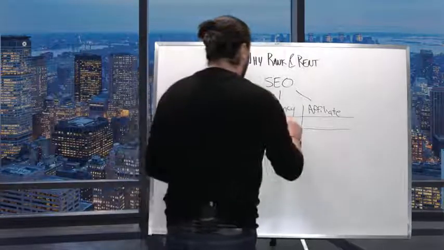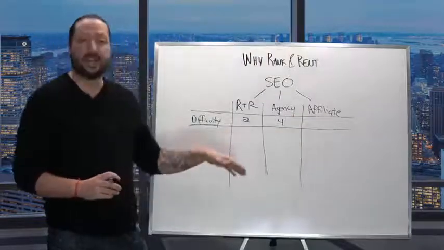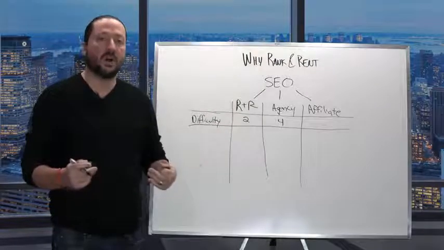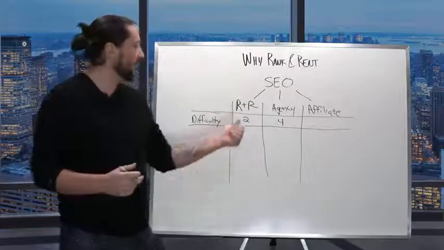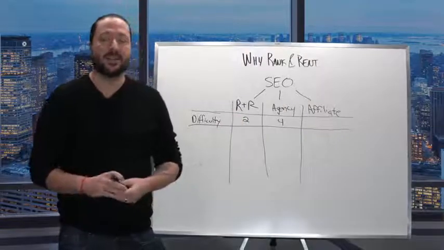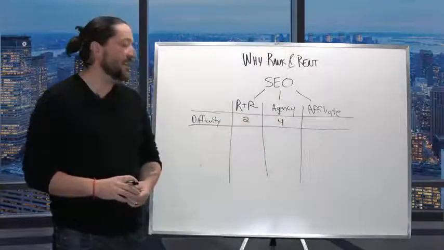So an agency is more like a 4 on the difficulty level. It can be a 2, it can be, you know, a 6. It really depends overall on the clients that you're signing. But because Rank and Rent is up to you, you're the one that gets to decide the niche and the keyword that you're going after. It's a lot easier than if you were in an agency.